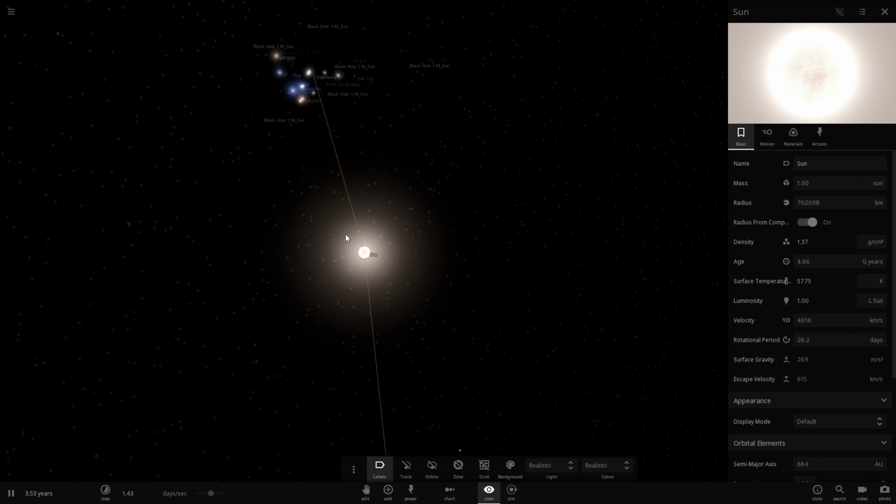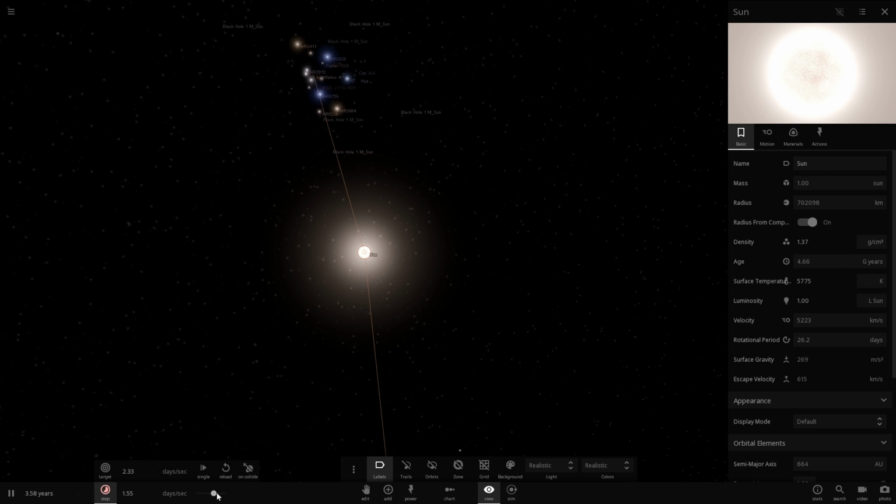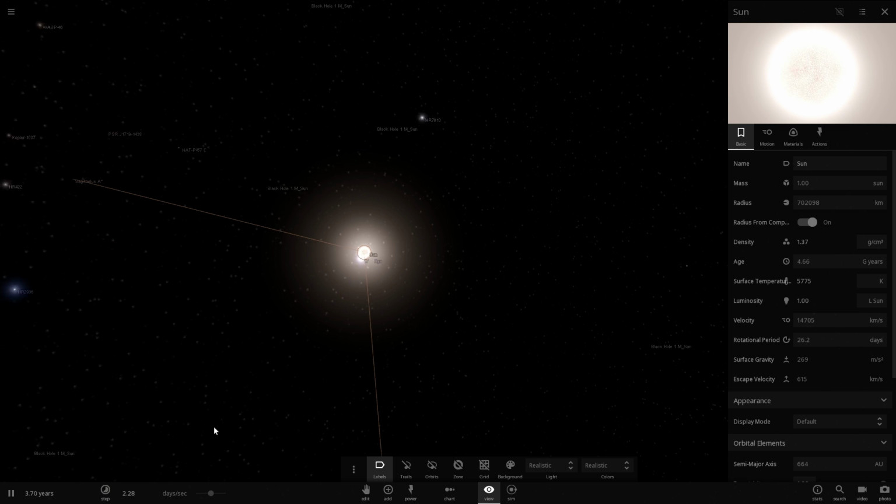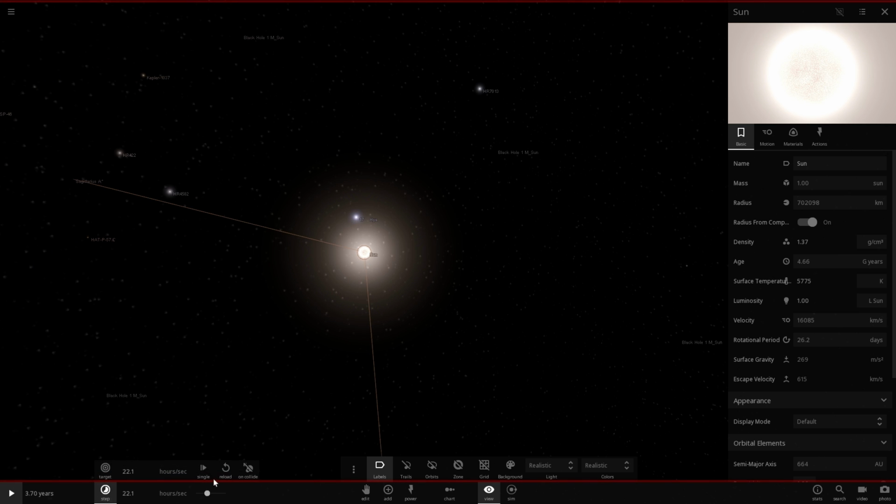I've run this simulation previously, and the Sun does seem to disappear somewhere. It possibly collides with Sagittarius A star. But some of the planets don't. Some of the planets actually do survive. So we'll see what happens here in a few more months. Now from this angle, this looks really, really cool. I'm going to slow this down a little bit.